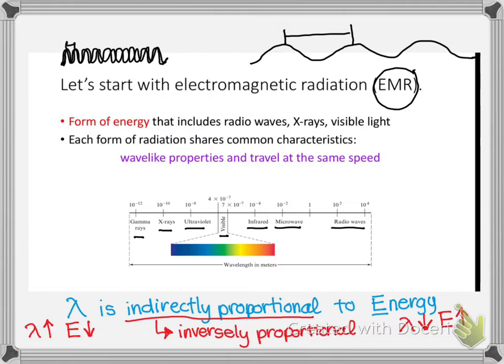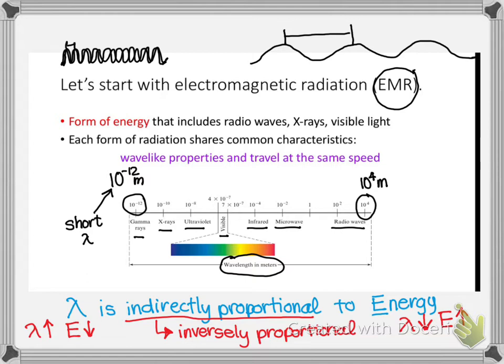Okay, and so when we look at this, on the top is the wavelength in meters. If you look at radio waves, down here it's 10 to the 4th meters. And gamma rays are 10 to the negative 12 meters. So down here, short wavelengths would have high energy. You'll see why we have to understand this. And here, this would be a longer wavelength, which would have lower energy.